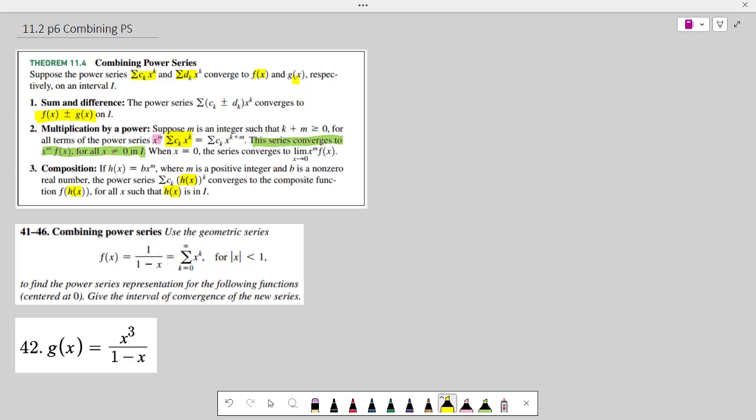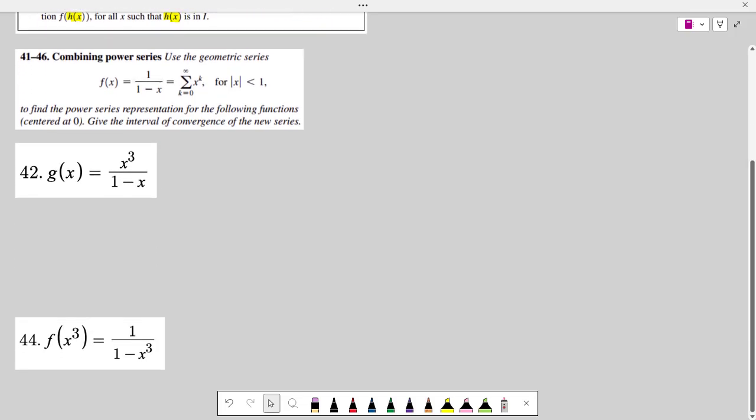Very simple. Okay, so here is the geometric series. Geometric series, not the harmonic. It's the geometric. So we want a power series for this function.